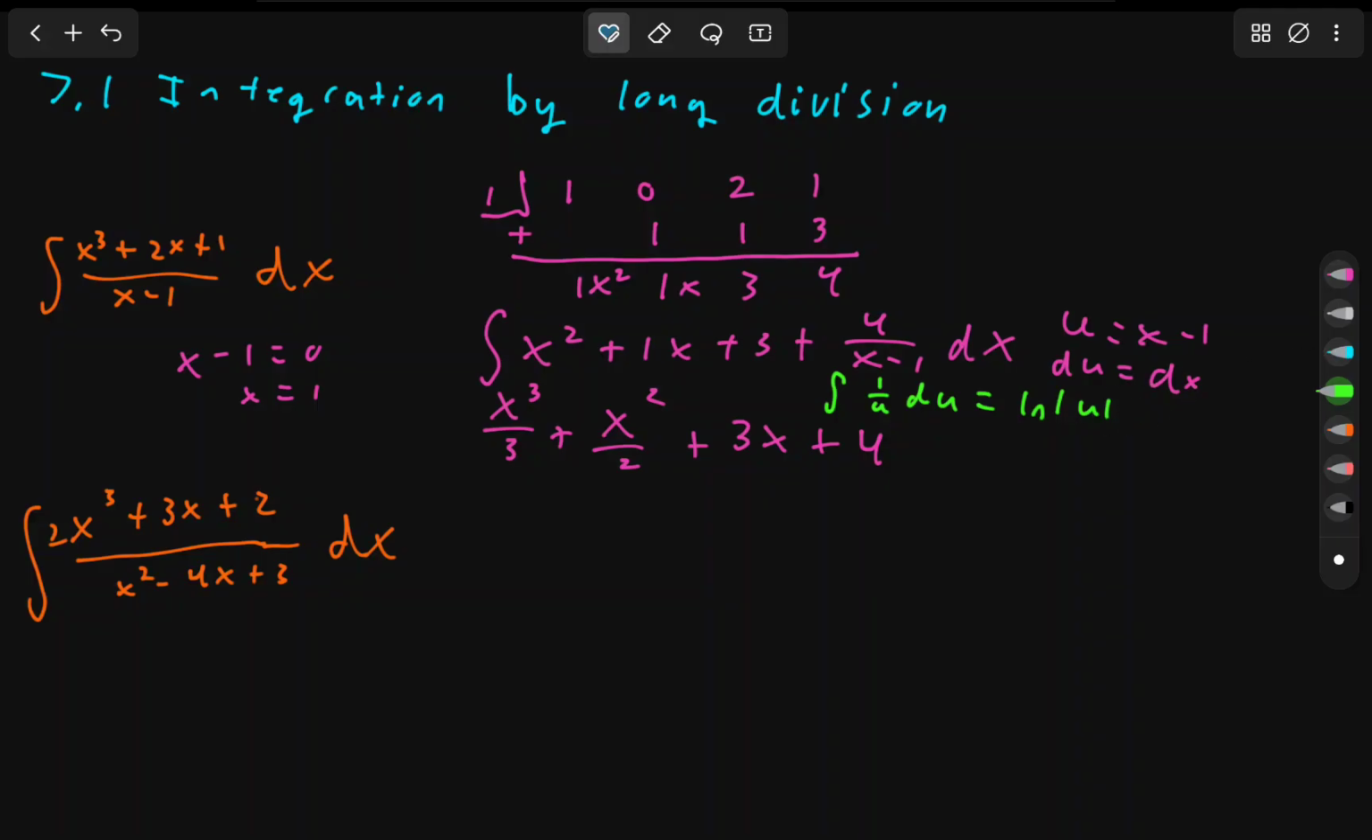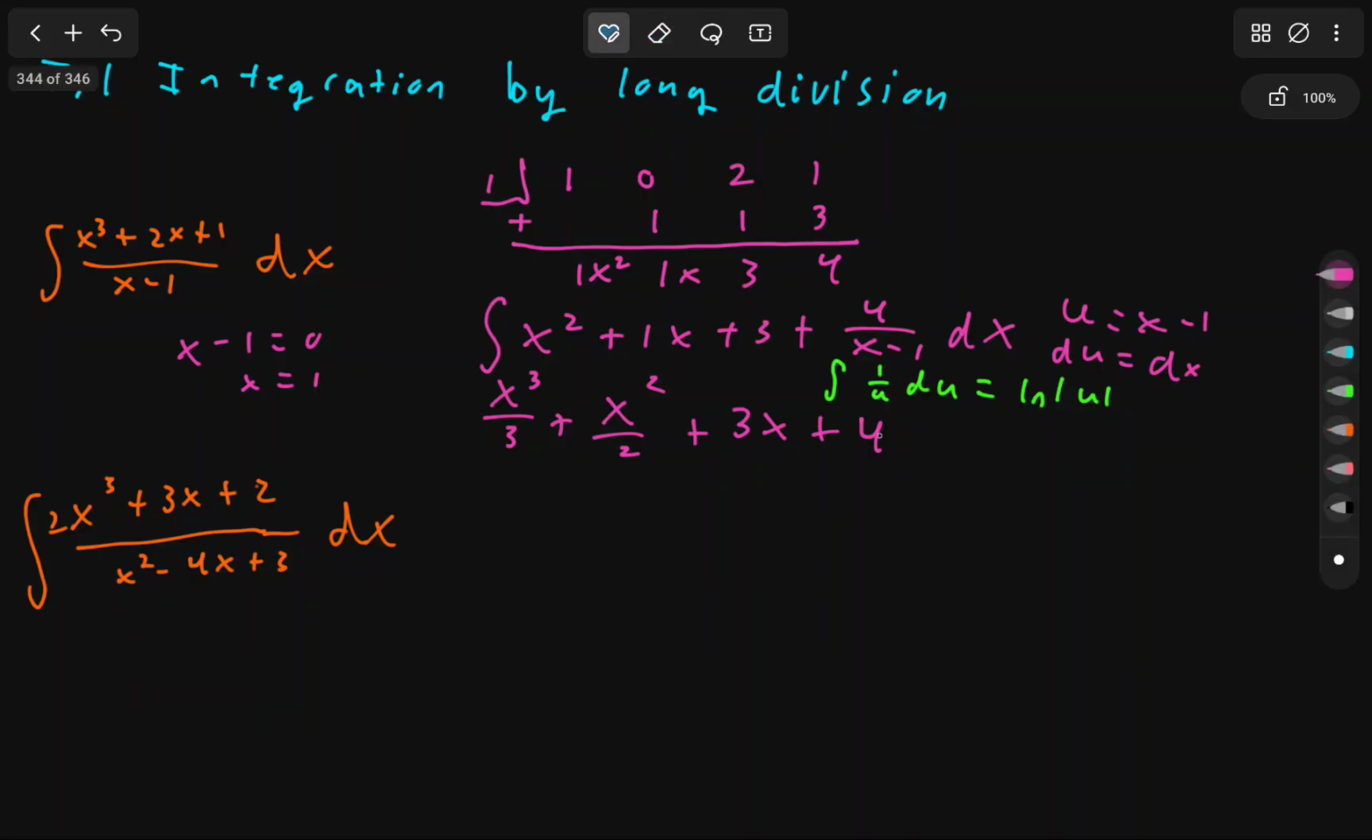And we know what u is, which is x minus 1. So finally, we can plug in plus 4 natural log of the absolute value of x minus 1 plus the constant of integration c. And that's the answer for this integral.